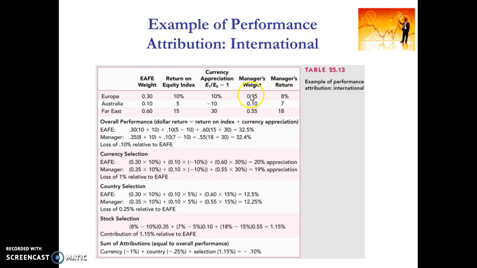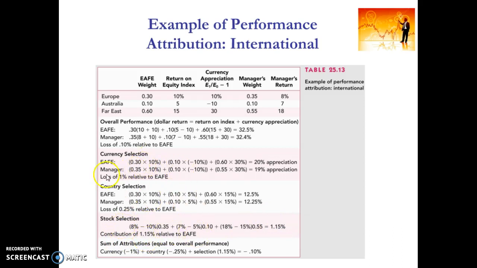We had 35% invested in Europe, and in Europe, we underperformed by 2%. We did 2% worse than the market, so it's minus 2% there. We had 10% in Australia, and we outperformed by 2% in Australia. You can see that here. And we had 55% of our portfolio in Asia, and we outperformed by 3% in Asia. So the total contribution of our excess returns due to stock selection is 1.15%. That is, we outperformed the benchmark by 1.15% due to stock selection.